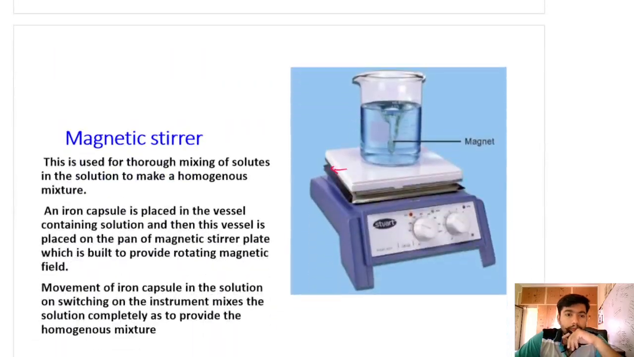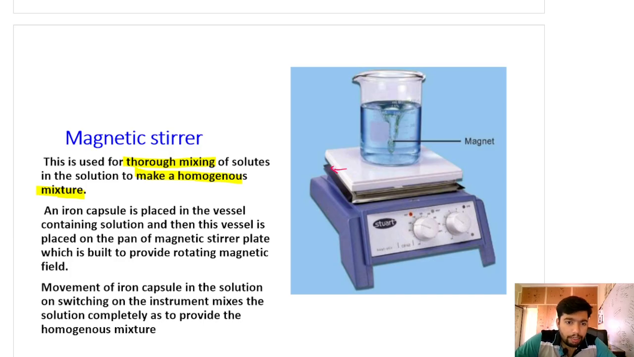Okay. Now the second instrument is a magnetic stirrer. You can see this is used for the thorough mixing of solutes in a solution and to make a homogeneous mixture. Okay, we are using this particular instrument. An iron capsule is placed in the vessel containing the solution, and then this vessel is placed on the pan of a magnetic stirrer plate, which is built for providing a rotatory magnetic field. Okay, so whenever you have to mix the reagent and make a homogeneous mixture, we are using the magnetic stirrer, which is very useful as compared to your physical glass stirrer.